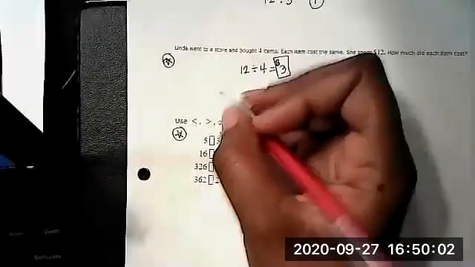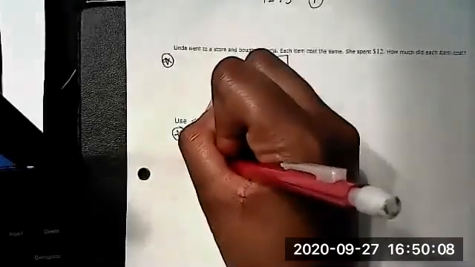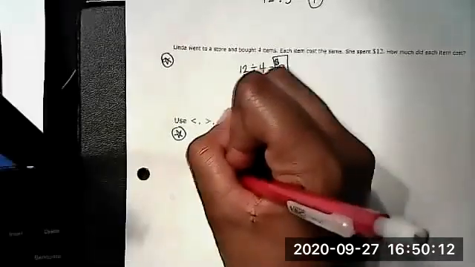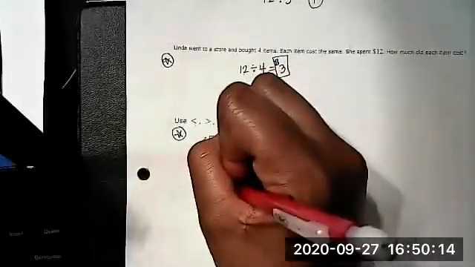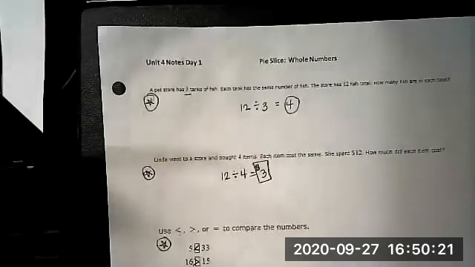Here, the bigger number is 33. This is actually less than. Okay, the bigger number here, open towards the bigger number, that's greater than. Bigger number here, less than. Bigger number here, greater than. Okay? All right, so that is our notes for today.